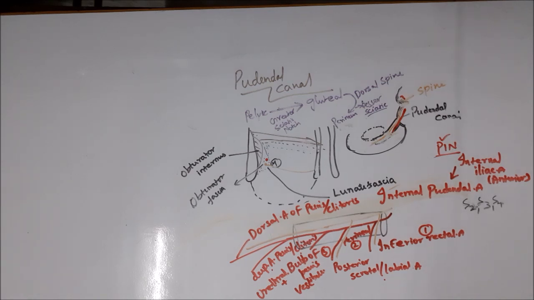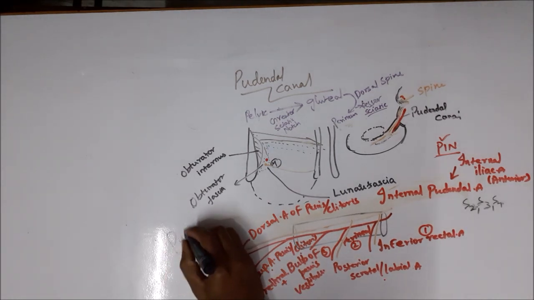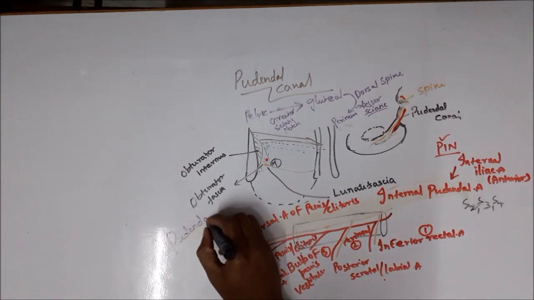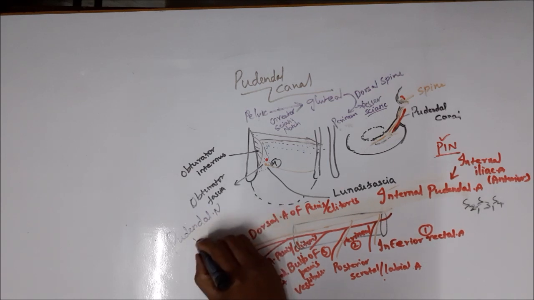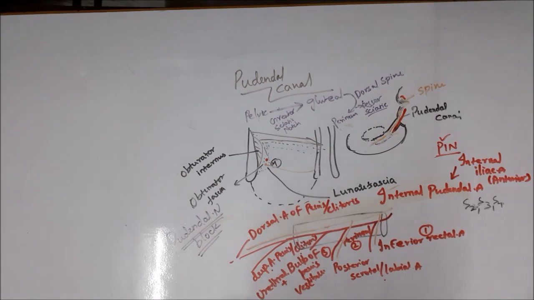Here you need to know one applied aspect, which is pudendal nerve block. For this, they try to palpate the ischial spine, and in that region they inject the anesthetic so that the area which is distributed by this pudendal nerve is anesthetized.